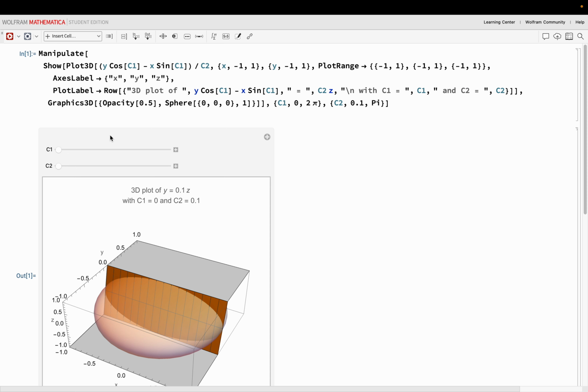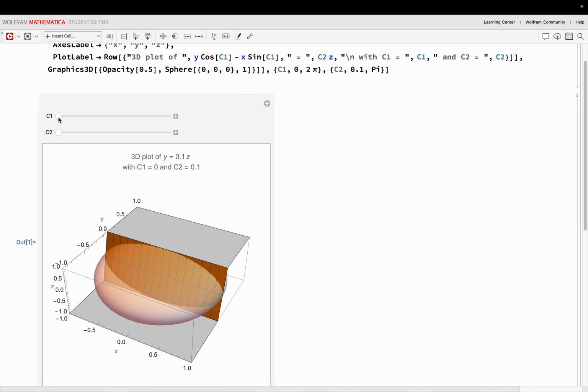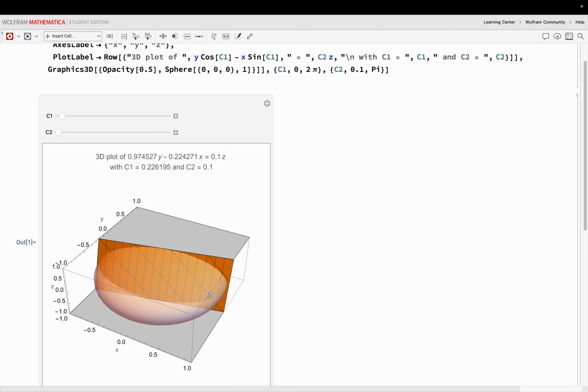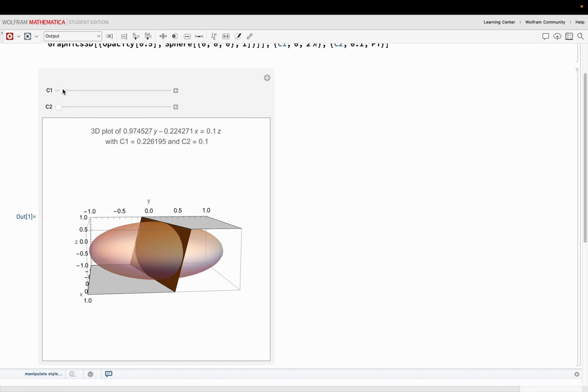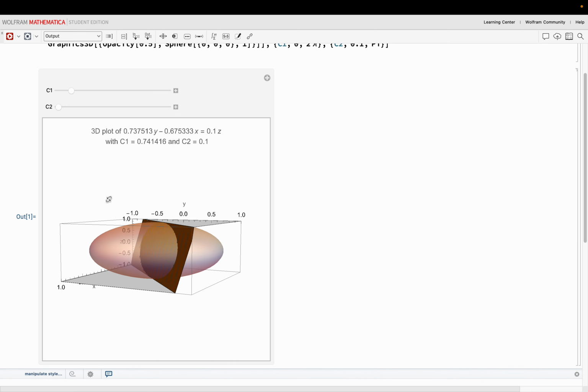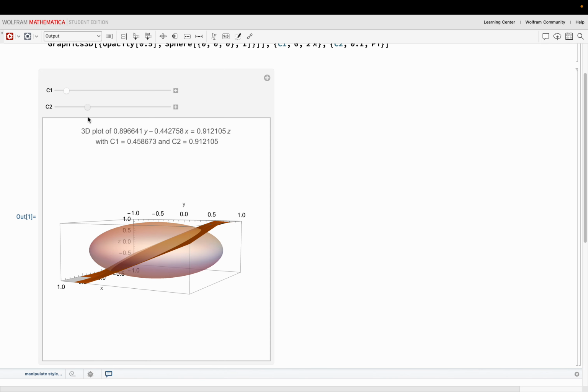There will be an infinite number of great circles on the sphere, right? That's why I'm varying c1 and c2, and you will see here it is forming a circle. See how it is rotating. See how this circle is rotating, right?